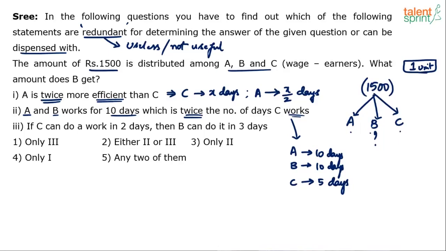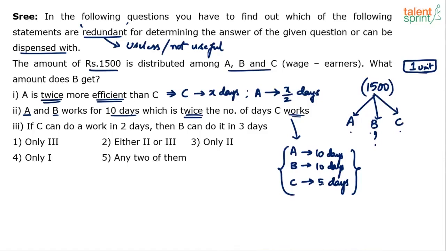Now, is statement number 2 enough to get the answer? Well, some of you may say yes, because we know the number of days for which A has worked, the number of days for which B has worked, and also the number of days for which C has worked. But understand guys, here we only know about the number of days for which they have worked. It could be that the capacities are different.